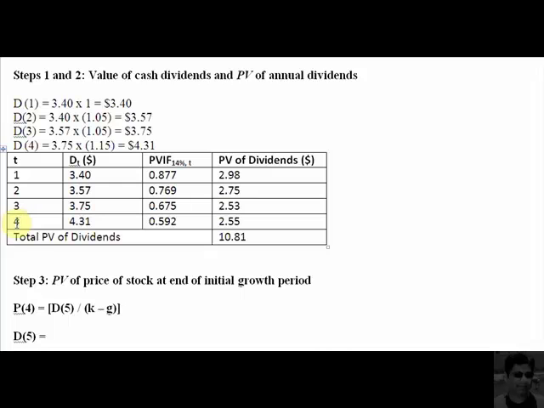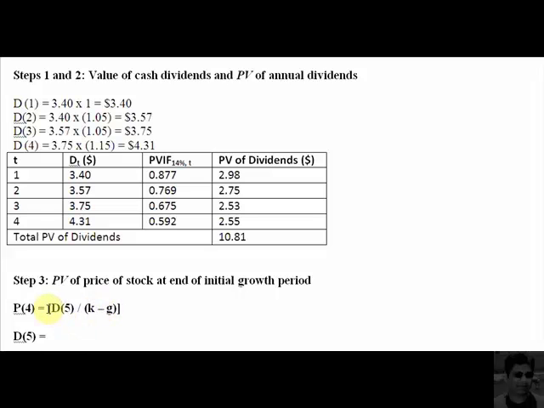So what we need to do is find out, first of all, the price of the stock at the end of period number 4. Remember, this step is to find out the present value of the price of the stock. But first of all, we have to find out the price of the stock. Only then we can find out its present value. So price at the end of the initial growth period, that is price at the end of period number 4, is going to be equal to D5 divided by K minus G.